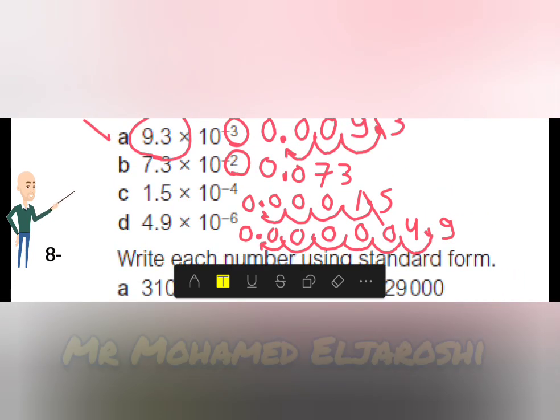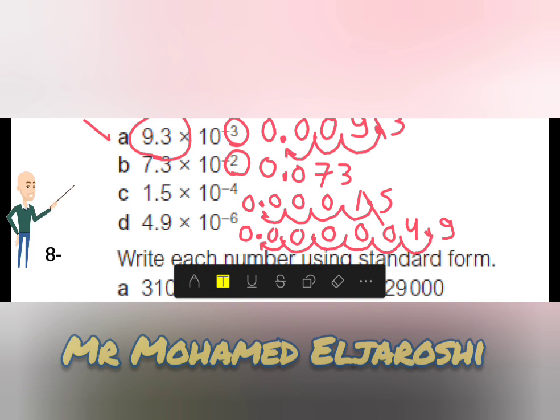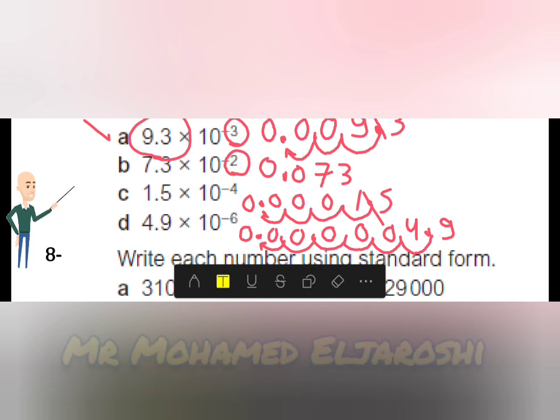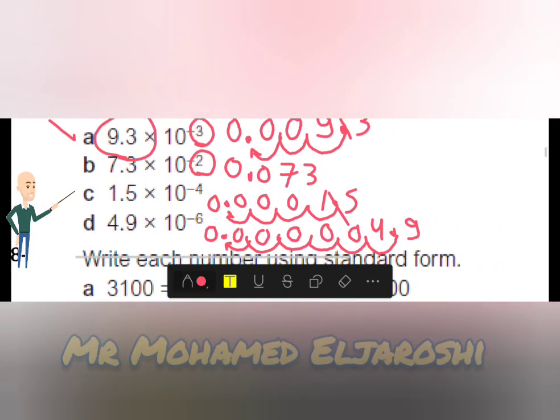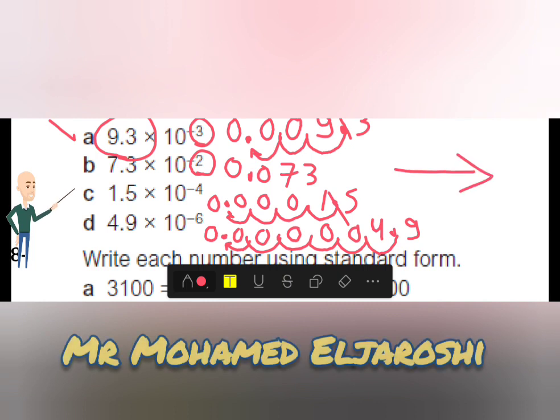Focus, guys, on the steps, and if you're allowed to use the calculator, it's easier for you in question 6 and 7. But if you're not allowed, focus on the way that I used to move the decimal point. If I'm using a positive power, I'm going to move the decimal point to this side. If I'm using a negative power, it's going to be the opposite side, which is this way.